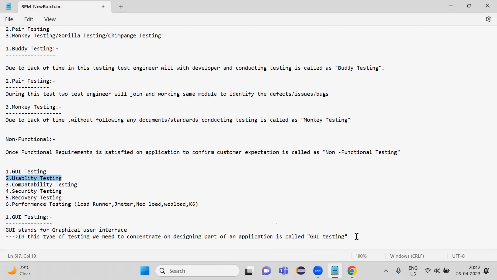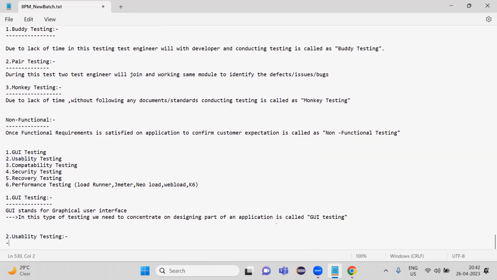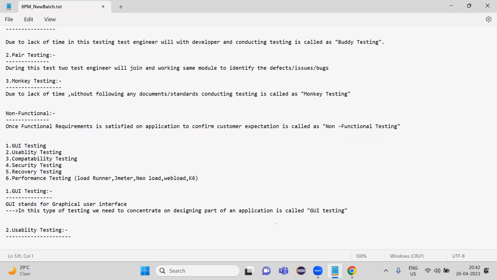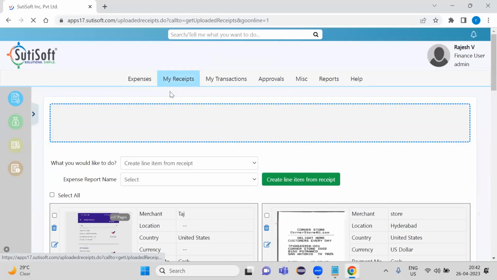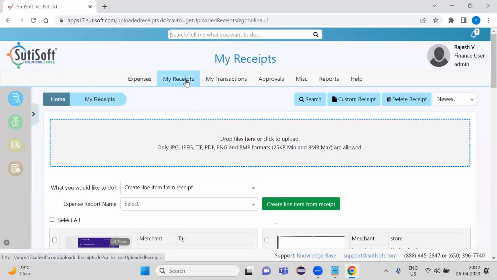Okay. What is meant by usability testing? Can anyone answer? Usability testing is nothing but user friendly. Is the application user friendly or not? Yes or no? Easy to use, easy to understand, easy to operate. Suppose instead of my receipts, if I give my name, would the user be able to understand? No, right? Yes or no? Understood. Yes, sir.